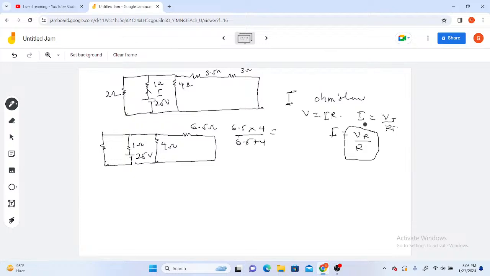And that is giving us what? 6.5 times 4 over 6.5 plus 4. That is giving us 52 on 21. So 52 on 21. And I told you never leave your answer in decimals until you are done.